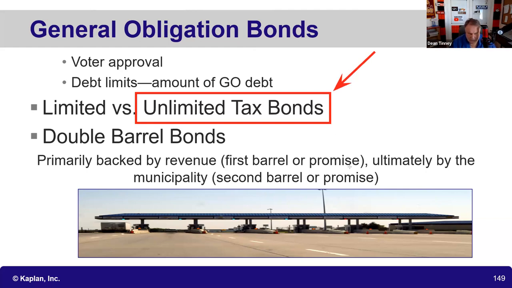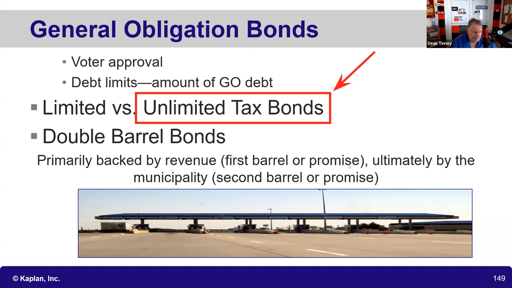Double barrel bond, two promises. Two promises, because that's what a bond is, a promise. The first promise is a user fee, as you see here from this tollway. But if the user fee is insufficient, it's the full faith and credit of the municipality. Now, on the test, if I ask you about those two promises, the double barrel, right? I promise if I don't get you with the first shot, I'm going to get you with the second shot. That is a type of GO, and that would require voter approval to issue a double barrel bond.